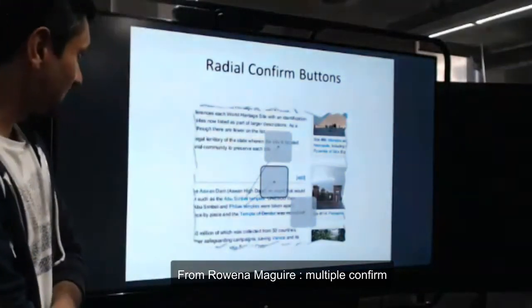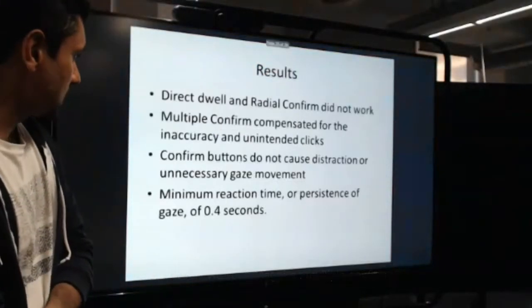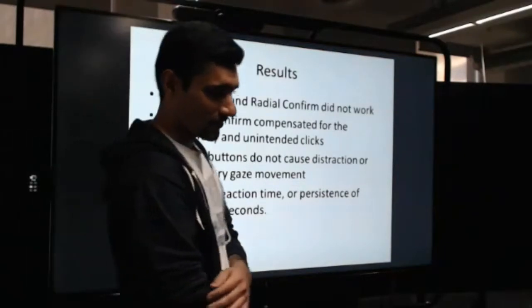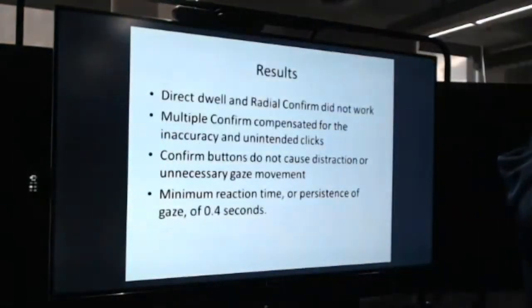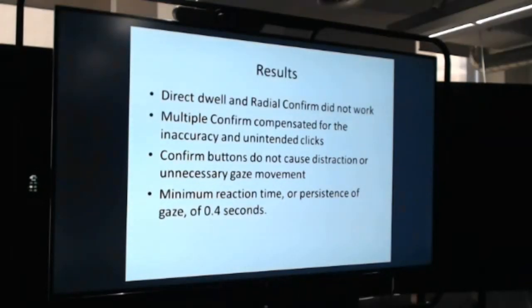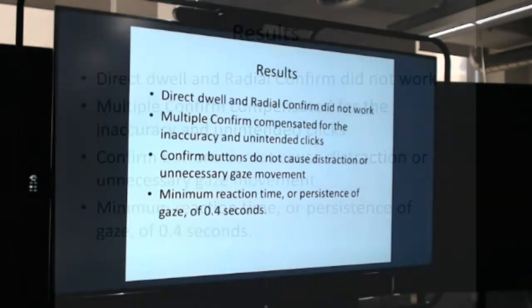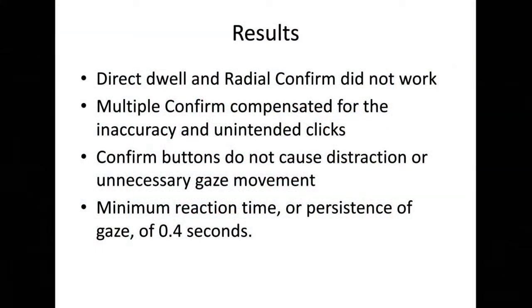Cool. So as it turned out, the direct dwell and the radial were a complete failure. They just didn't work at all. Based on the results of the pilot study, we took these two out of the full experiment. So basically, we were down to using multiple confirm and the single confirm against the mouse. Out of those two, multiple confirm worked the best. It was the clear winner.